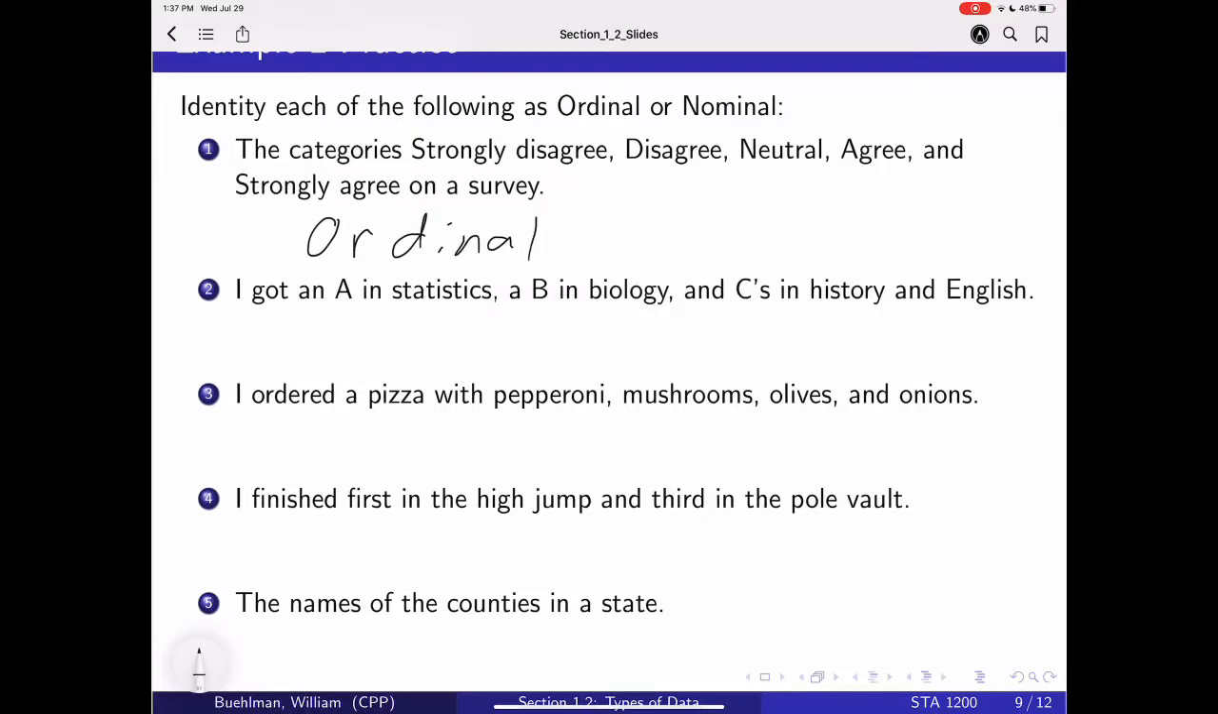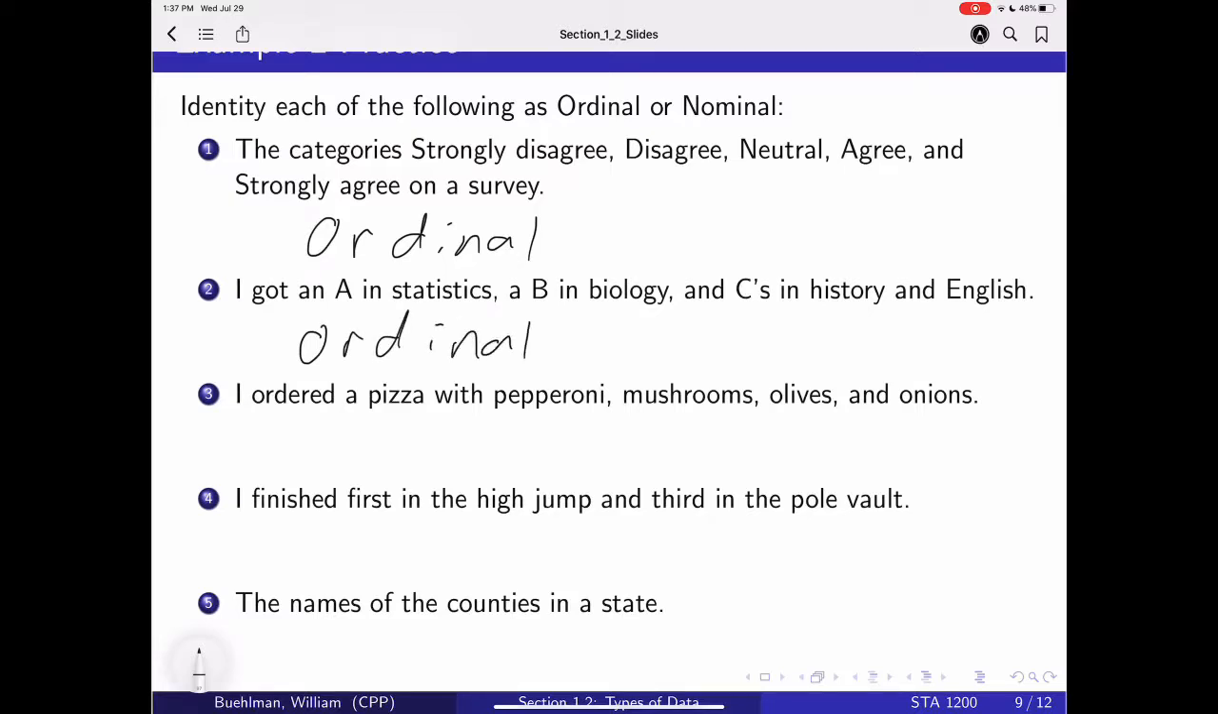I got an A in statistics, B in biology, and a C in history and English. So if we think about it, we go, okay, is there an order here? Well, I'm talking about the grade I got, not the class, the grade. So is an A better than a B, better than a C? Yes, so it is ordinal.